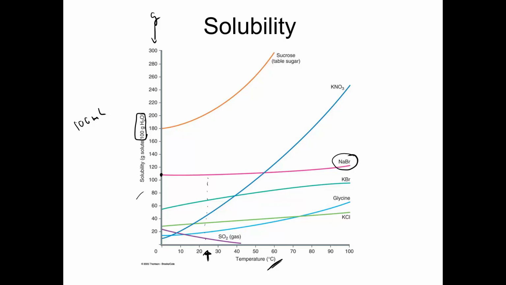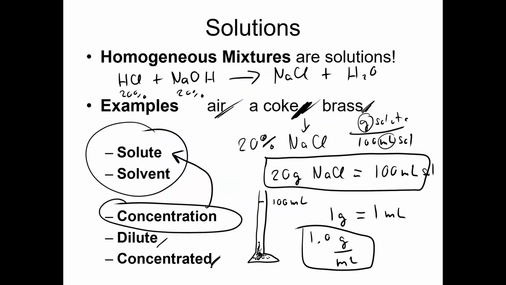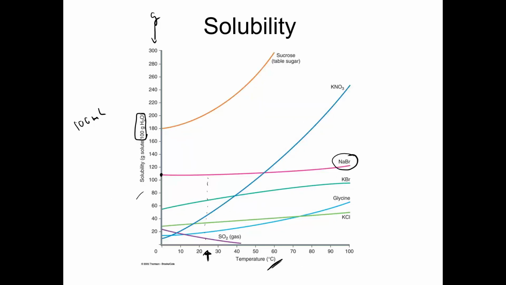So if I have a concentrated sample of that solution, that means I'm pretty much maxed out at the limit here at 110 grams or so at room temperature. Let's say 110 grams. That's concentrated. If I only dissolve 10 grams or so, then that would be dilute. What is also interesting to notice is that not all solutes increase with temperature.